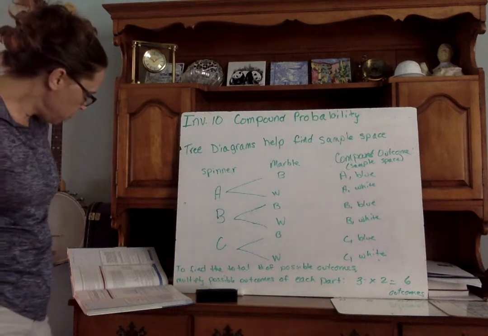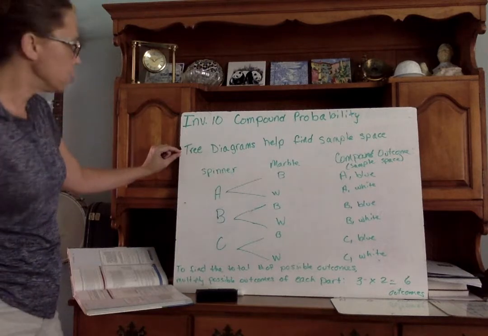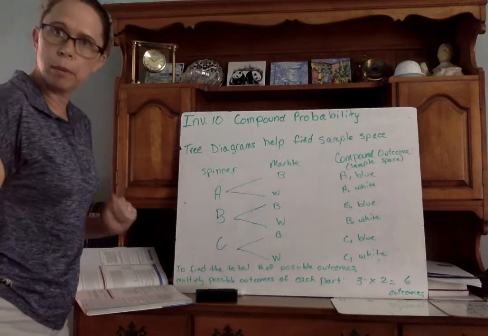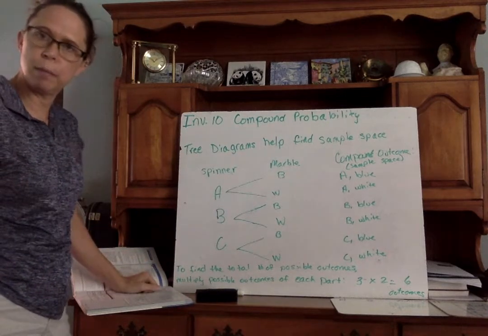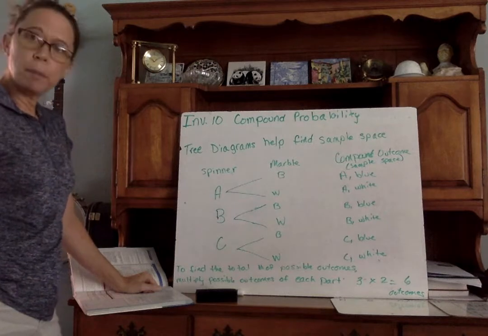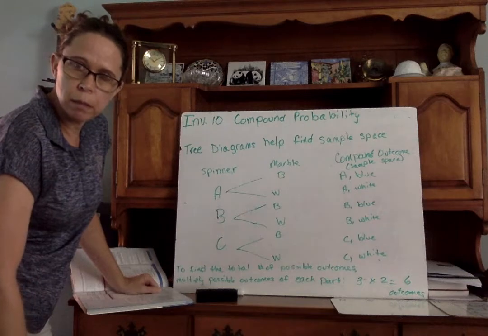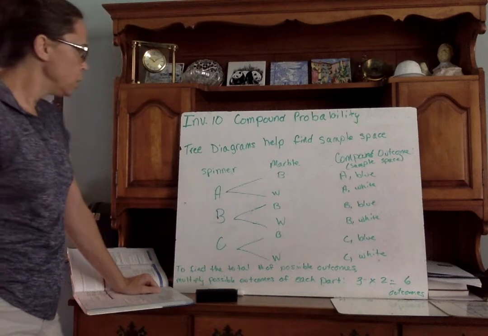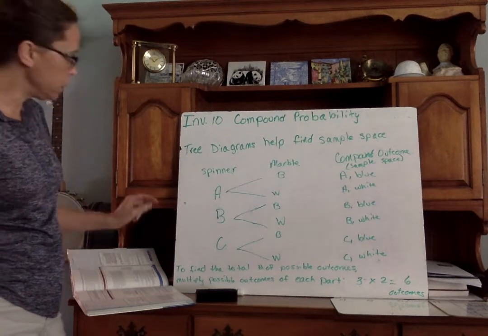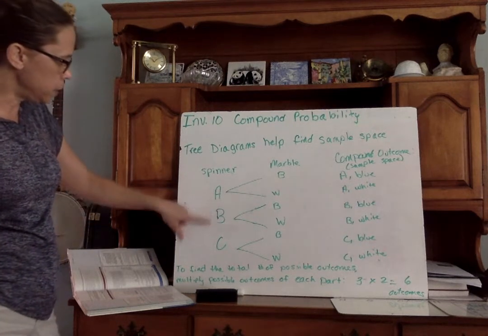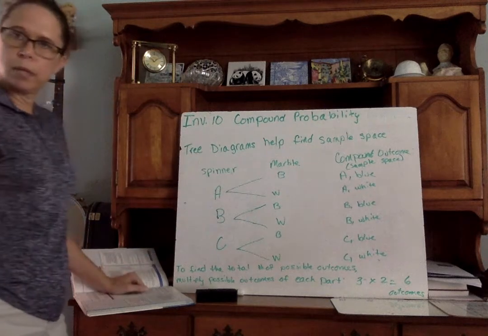Okay? So the first thing they talk about is a tree diagram. A tree diagram can help us find our sample space. Now, we've learned about sample space before, but let me remind you what sample space is. The sample space is a list of all the possible outcomes from the experiment. Okay? So they start with the first example. Number 1, the spinner with 3 sections, A, B, and C, and the bag of marbles that has blue marbles and white marbles in it.